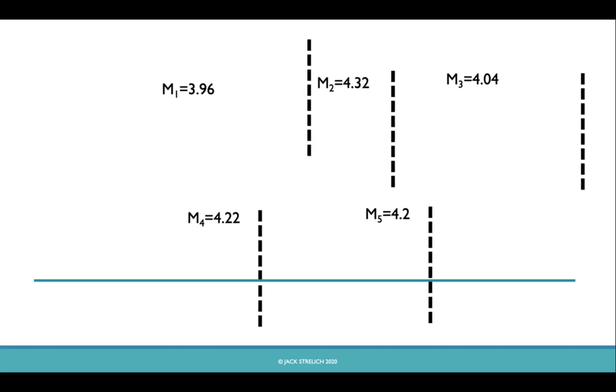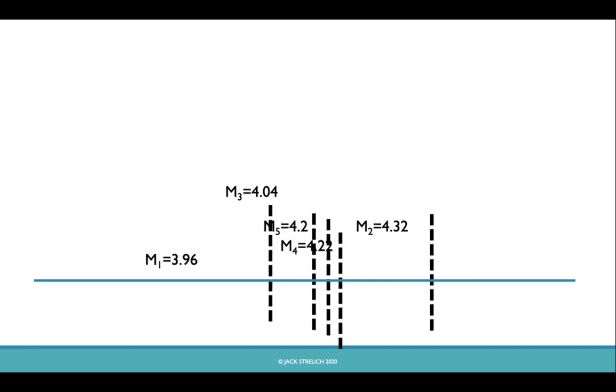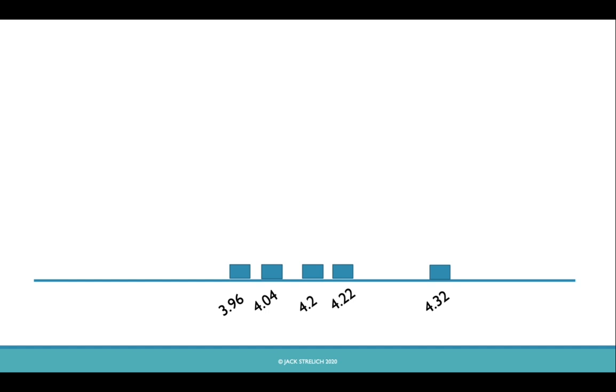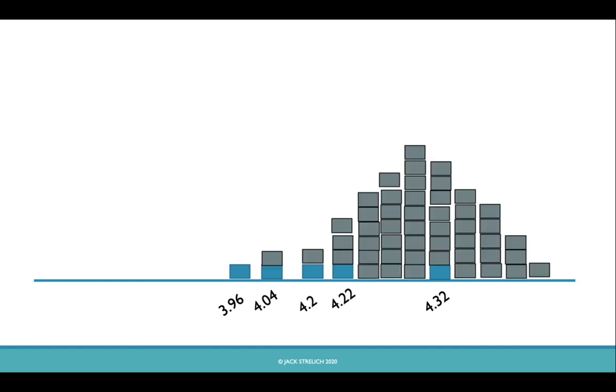Now, I take each of those means and plot them as a point on a distribution. If I continue to do this over and over and over again, we'll eventually create a distribution that is normal, even if the original distribution wasn't, and the mean of this distribution will be our best estimate of the population mean.